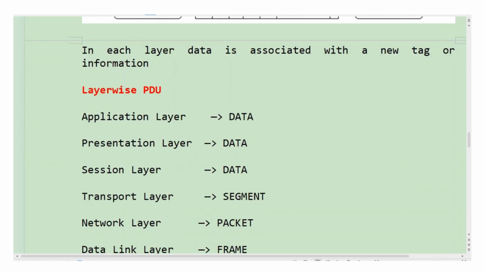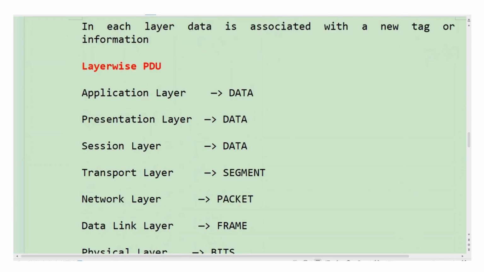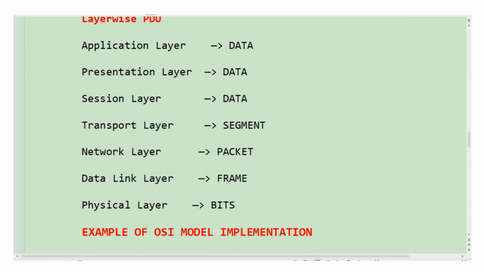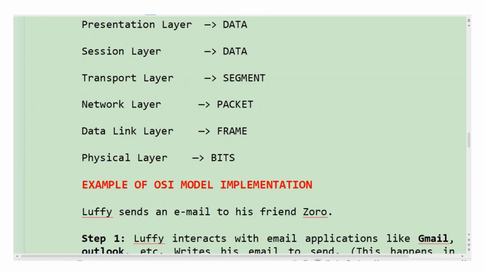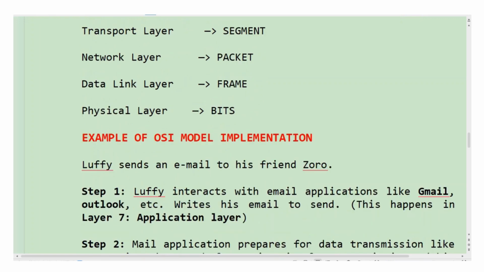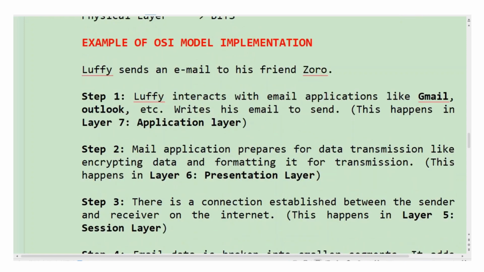Step 3, a connection is established between the sender and receiver on the internet. This happens in layer 5, the session layer. Step 4, the email data is broken into smaller segments. It adds sequence numbers and error checking information to maintain the reliability of the information. This happens in layer 4, the transport layer. Step 5, addressing of packets is done in order to find the best route for transfer. This happens in layer 3, the network layer.